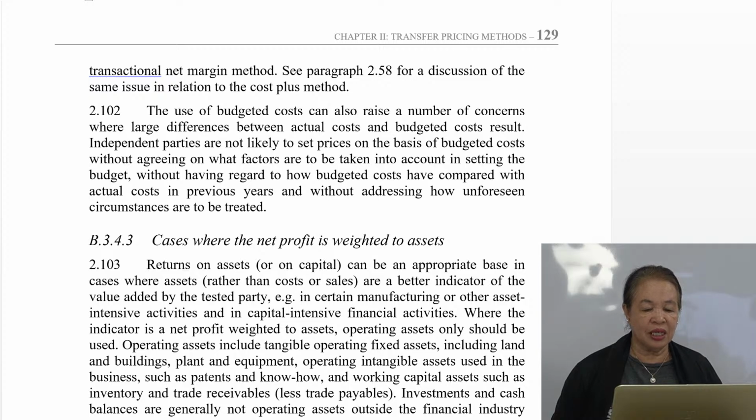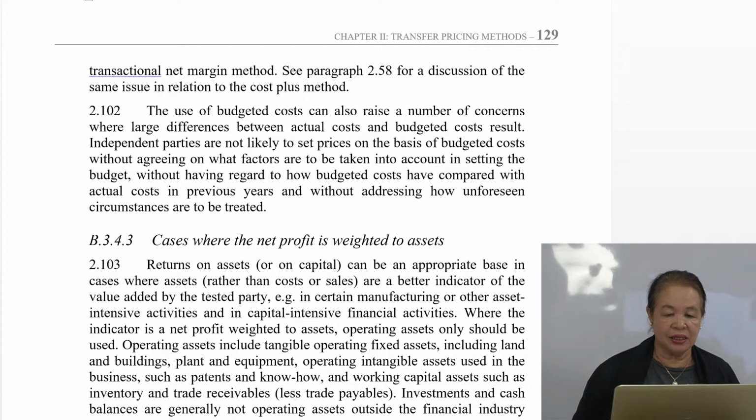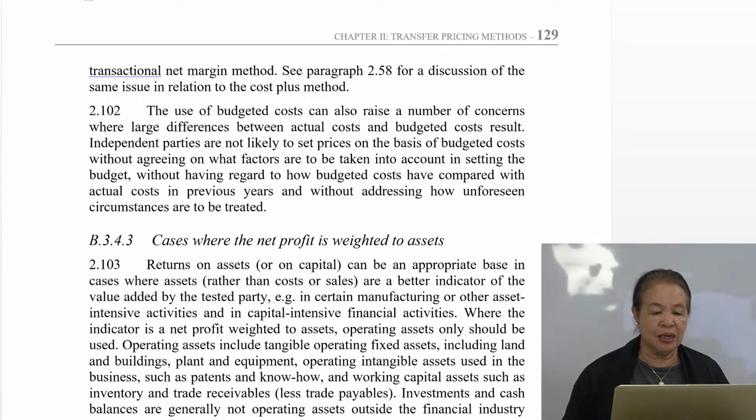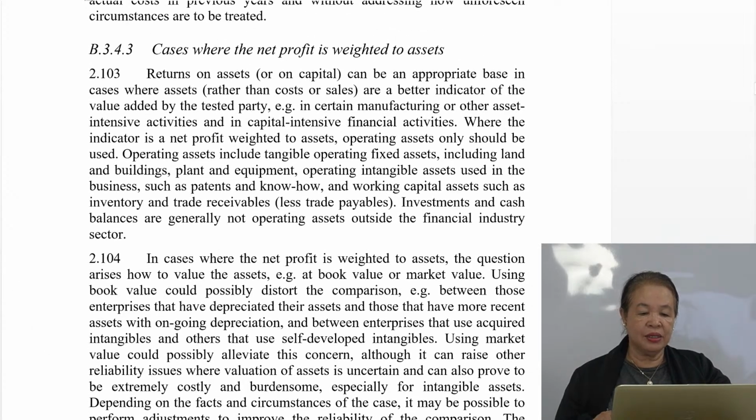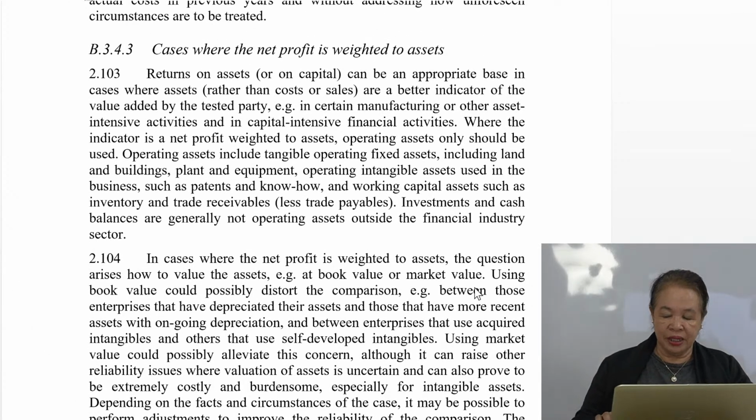Operating assets include tangible operating fixed assets. No? So, kaya nga sila operating assets. Including land and buildings, plant and equipment, operating intangible assets used in the business, such as patents and know-how, and working capital assets such as inventory and trade receivables. No? So, less trade payables. Investment and cash balances are generally not operating assets outside the financial industry sector. So, investment and cash balances, hindi sila operating assets, no? So, ano lang yung operating assets? The land, building, plant, equipment.